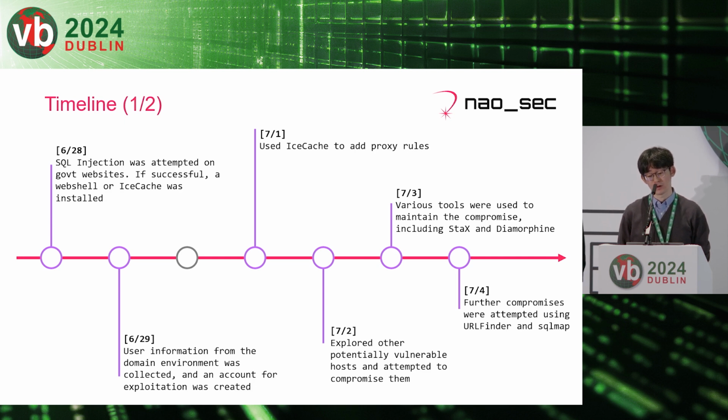On day 5, the attacker expanded their reach by attempting more SQL injection on other governmental websites. On day 6, they used various tools, including IcePeony's custom tools called stacks and open source rootkit called Diamorphine. On day 7, they continued to attack other hosts using tools like URLFinder and SQLmap.